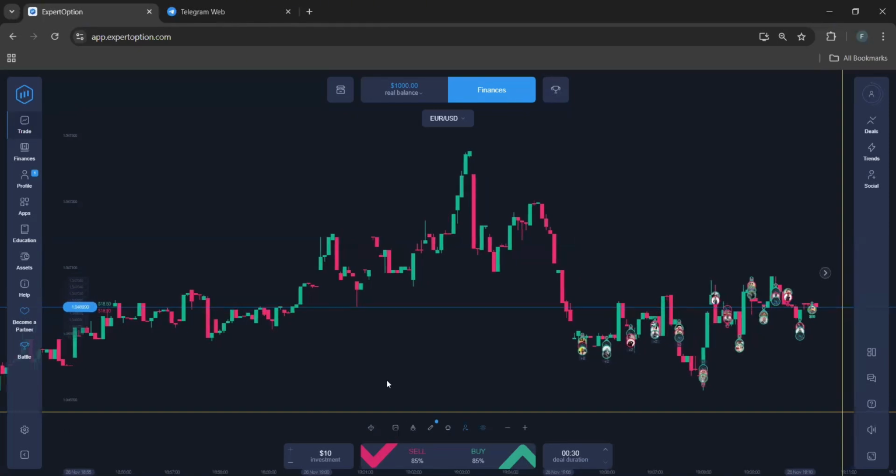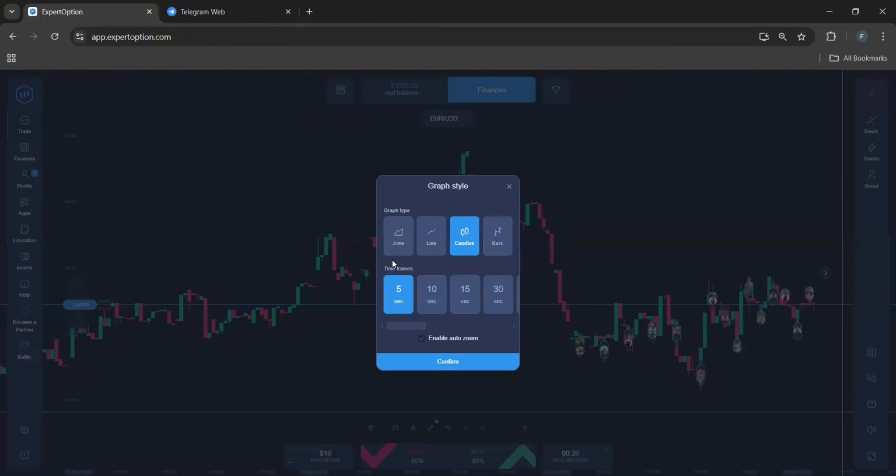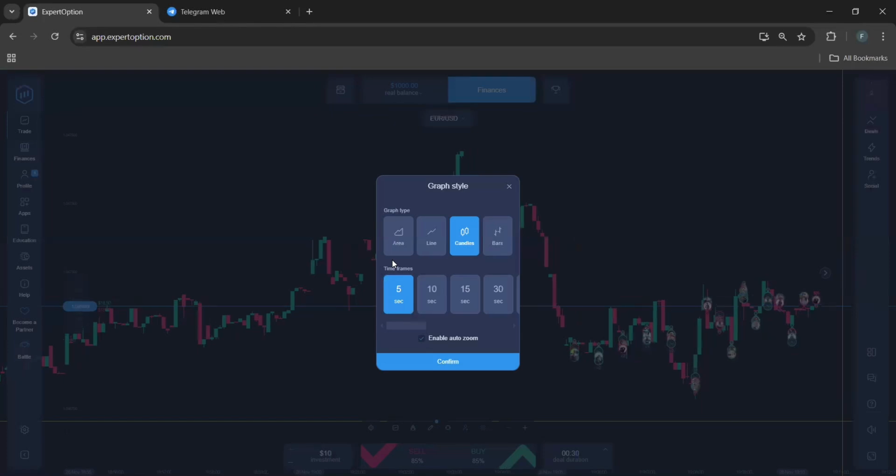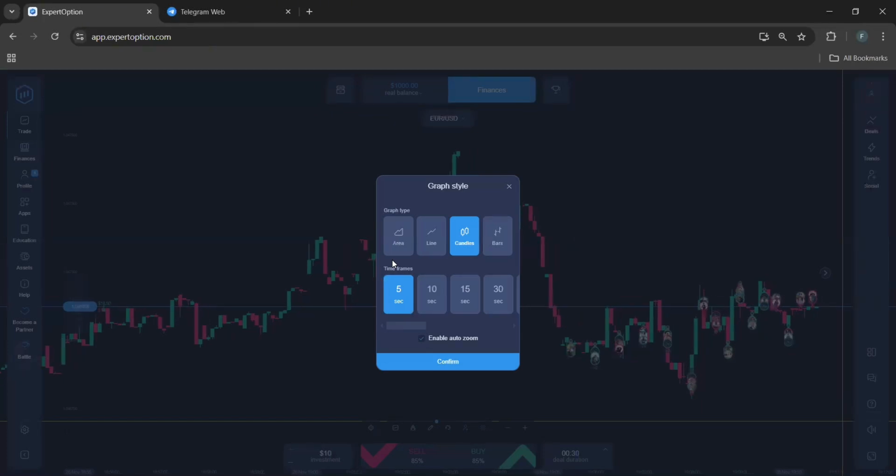Once you click on it, you can see that it is on 5 seconds. Now, I do not want to analyze the 5 seconds chart. I am a trader that tries to analyze what is happening on the higher time frame, and it is going to help me make decisions on the lower time frame.